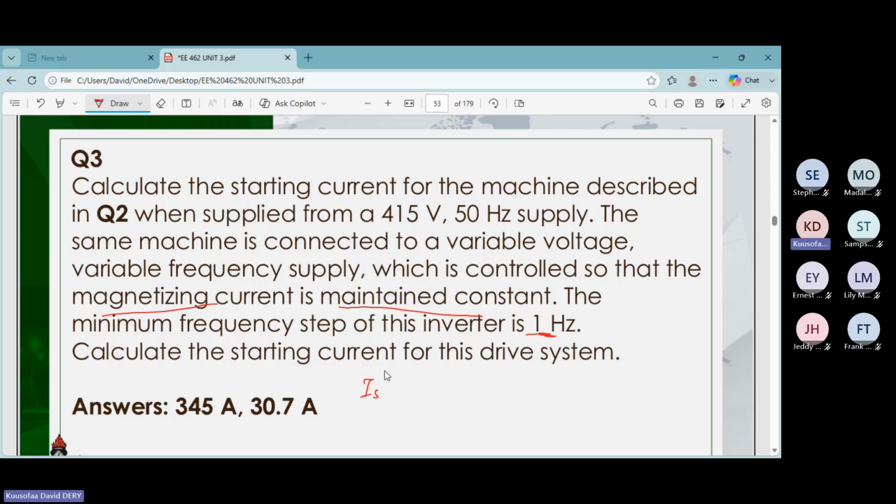So there is the same equivalent circuit we are going to make use of, right? Because we are just making use of the parameters from this particular example. So the equivalent circuit is going to be the same.